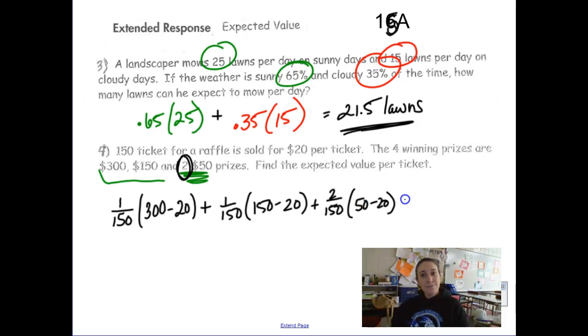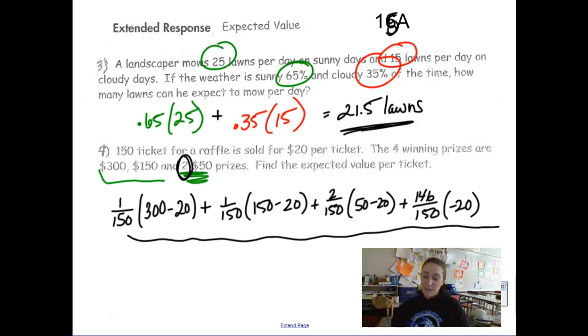And then there is a much larger probability, 146 out of 150, that you're just going to flat out lose. In that case, you paid for the ticket and won no money, so you just lost 20 bucks. So putting all of this into my calculator, and you can simplify it as much as you want, or not, your calculator does not care, you end up with negative 16.33. So your raffle ticket is pretty much guaranteed to lose.